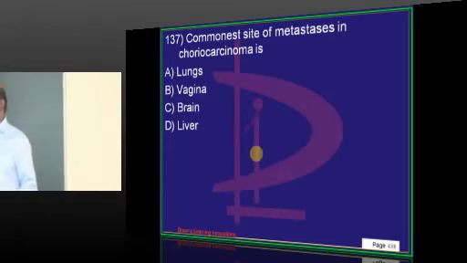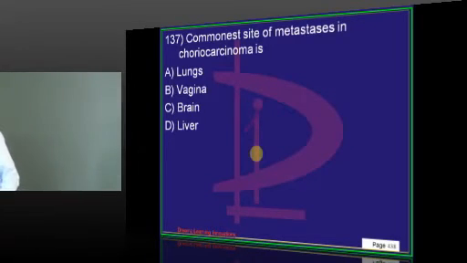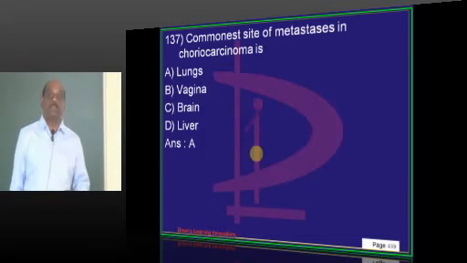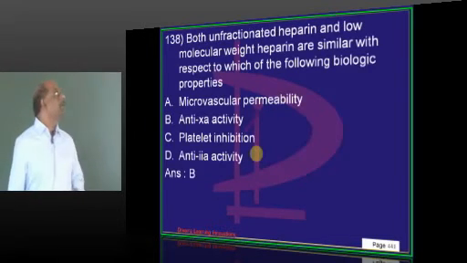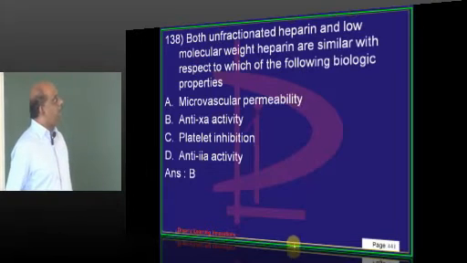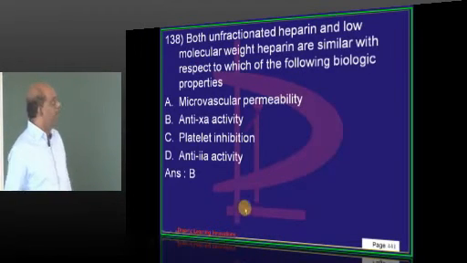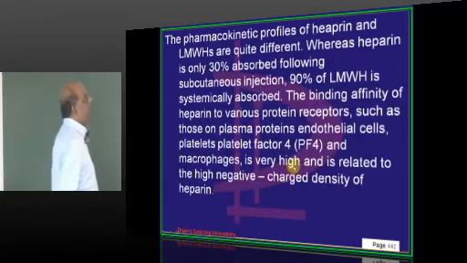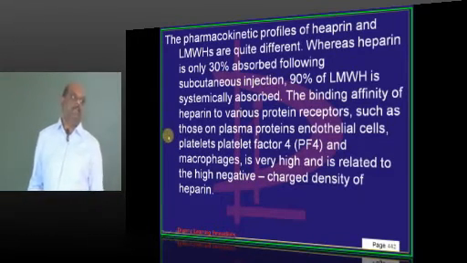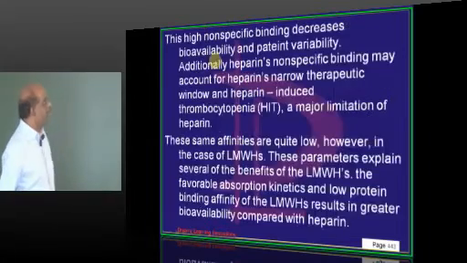Choriocarcinoma, commonest site, what is your answer? Lungs. That's good. Both unfractionated and low molecular weight heparin, what is their common target? Factor 10A. So you must know direct thrombin inhibitors, indirect thrombin inhibitors, everything you must be sure, doctor.